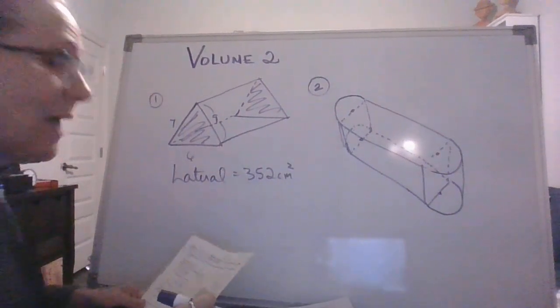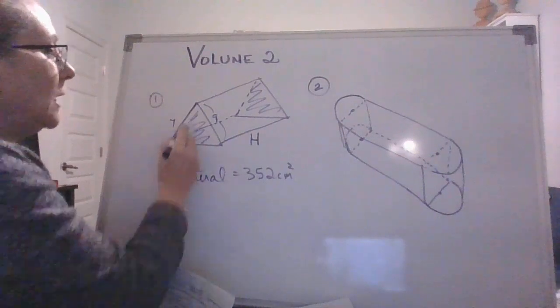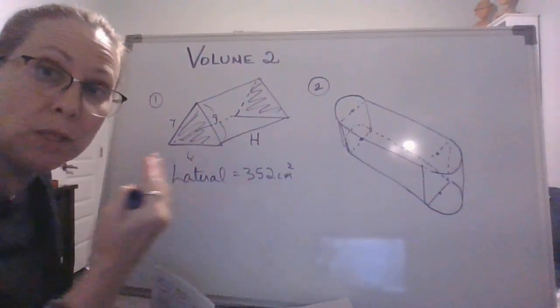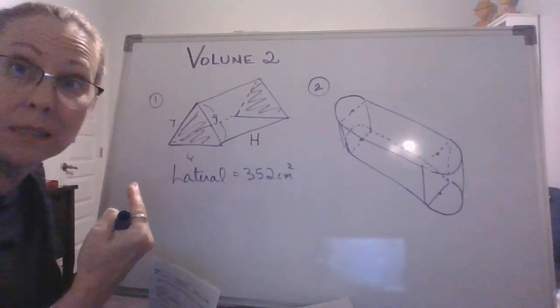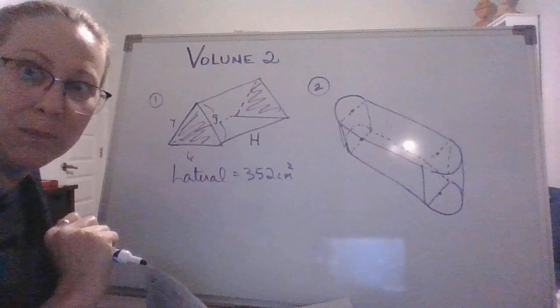Now, it says, what is the height of the prism? So we're looking for h. We're not looking for the height of the triangle. We're looking for the height of the prism, which is the distance between those 2 triangles or those 2 bases. Because if it's a triangular prism, then the triangle must be the base.